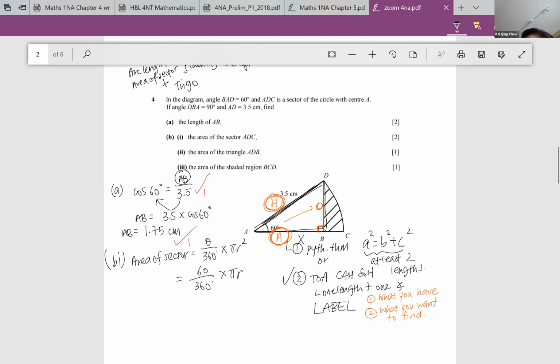I'm gonna ask someone, see whether you're following or not. Afika want to say? Yes, Afika? 3.5. Yes, very good. Okay, that means you're following.